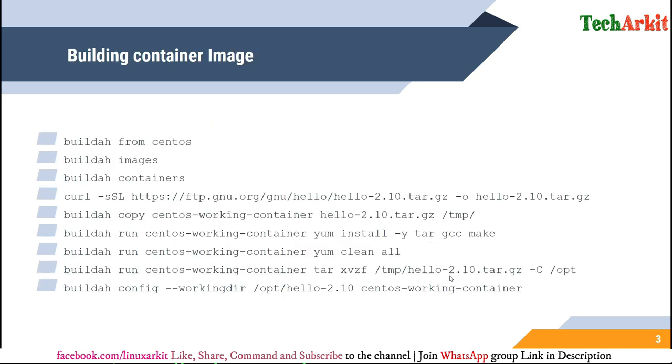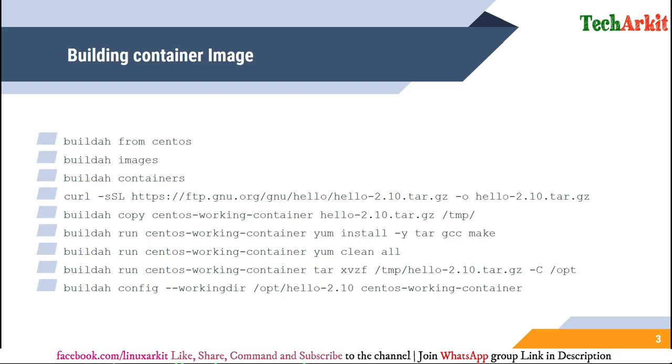Okay, let's see how you can build a container image using any operating system version. The example I took here is CentOS. Build images, then you can see Buildah images, the downloaded image over there, and Buildah containers, then you can see the working container which currently exists.